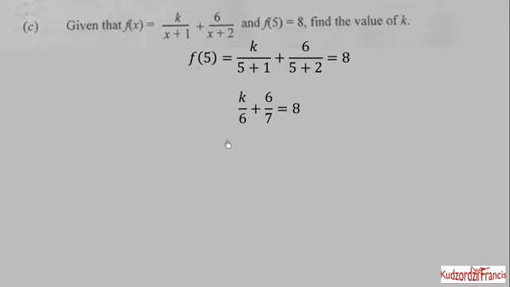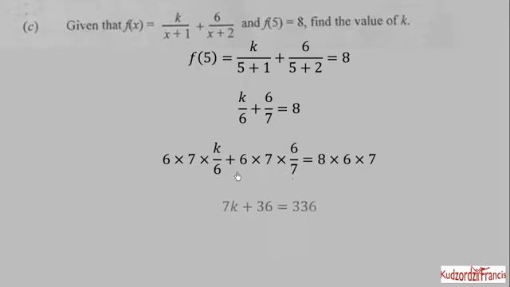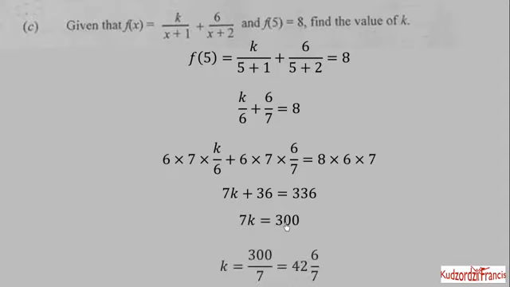So we can multiply through by the LCM, and we cancel out to get 7k plus 36 is equal to 336. So subtract 36 from both sides. Then you have 7k equal to 300. Divide both sides by 7. You get k is equal to 300 over 7, or 42 whole number, 6 over 7.